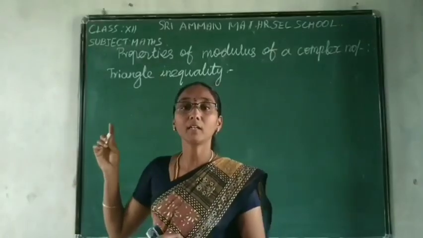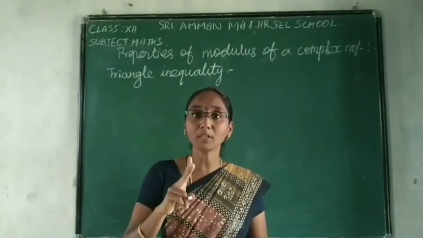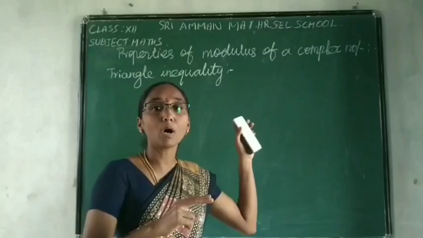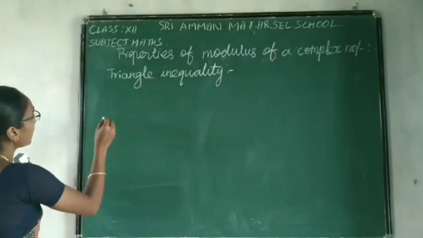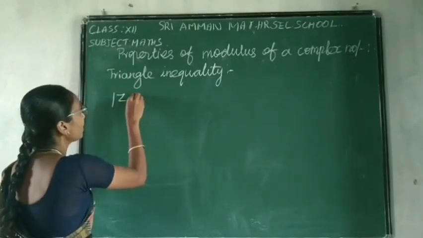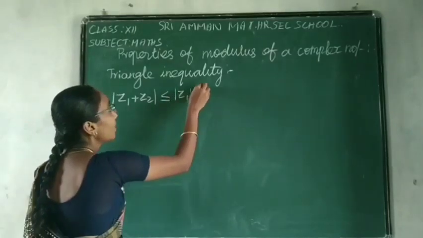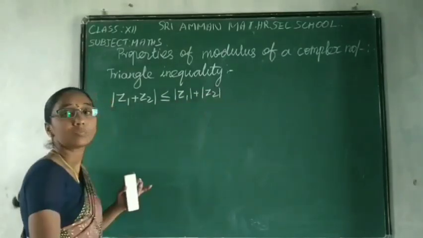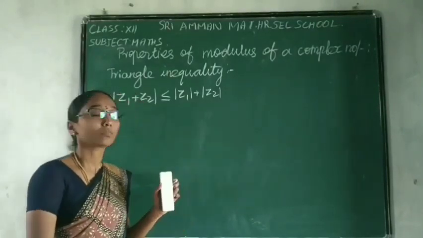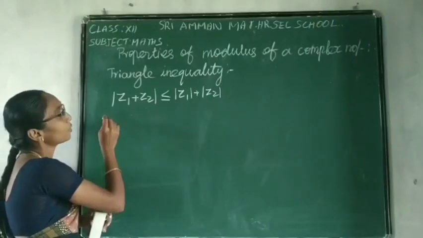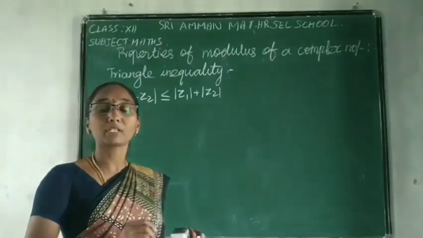Next, the triangle inequality. What is this? This is the second property of the properties of the modulus of complex numbers. What is the second property? Modulus of z1 plus z2 is less than or equal to modulus of z1 plus modulus of z2. You have to prove this one. Now I am going to prove this result algebraically.